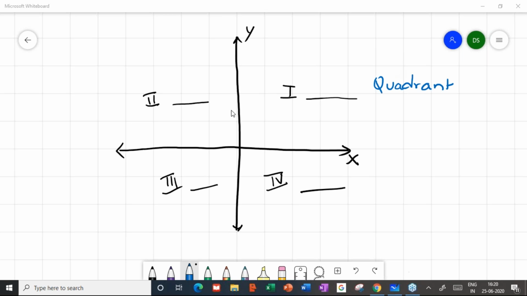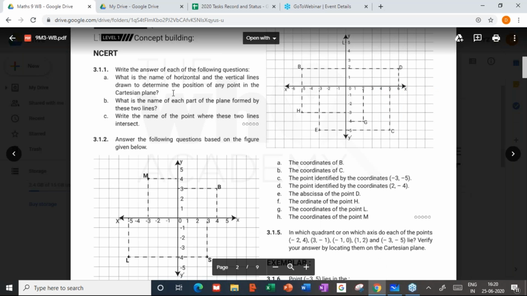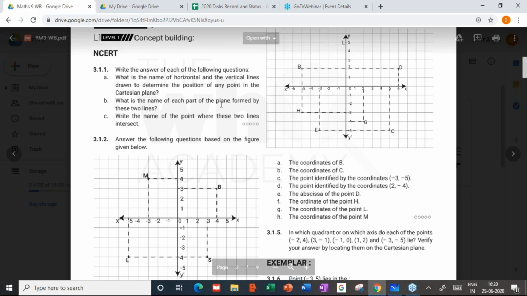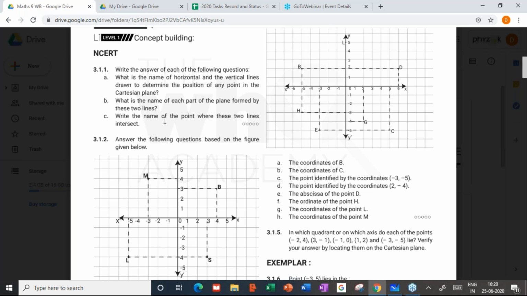Okay? Yes, Nikki. Yes, Ria. So if you read the question again, does it make sense? What is the name of each part of the plane formed by these two lines? Right? So they form four quadrants. So each part of the plane is nothing but a quadrant. Okay, and the last one.